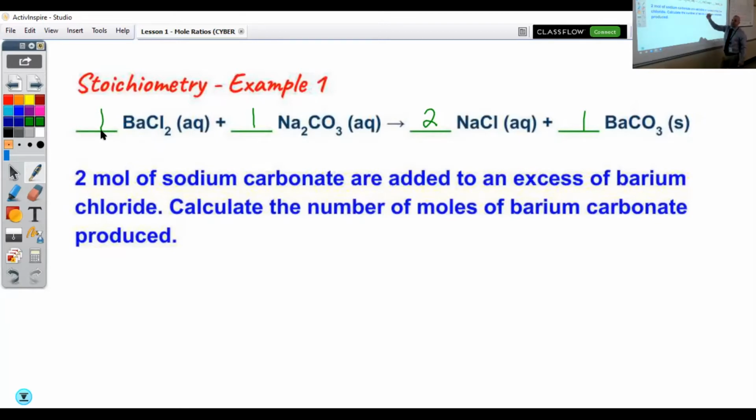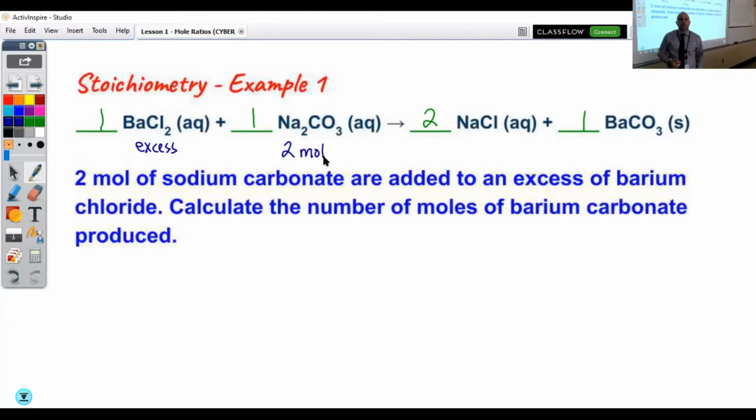Also notice that this is a double replacement reaction that forms a solid precipitate. So eventually we're going to, especially if you're in accelerated honors, be predicting products and their states of matter. Notice how here we have a state of matter for barium carbonate that's a solid. Now let's take a look at our problem. It says that we have 2 moles of sodium carbonate and we're adding it to an excess of barium chloride. So I'm going to start off here by writing the word excess below this and 2 moles of sodium carbonate here. Calculate the number of moles of barium carbonate produced.